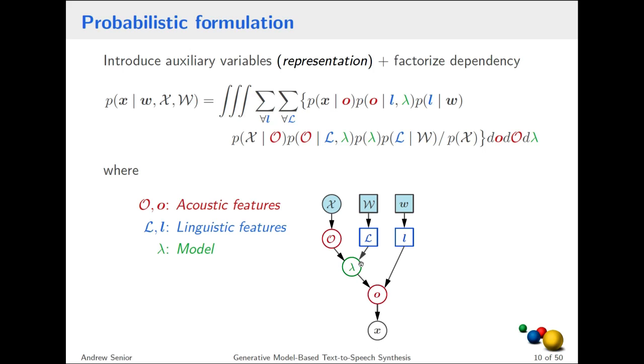And if I factor my model like this, then I can come up with this formula for the probability distribution of an observed acoustic realization given my text and my data sets. There's this great big integral, where I'm integrating over all these possible representations and all possible models, and I want to come up with this Bayesian formula for the distribution of the realized waveforms. So this is obviously impractical to actually do this whole thing.